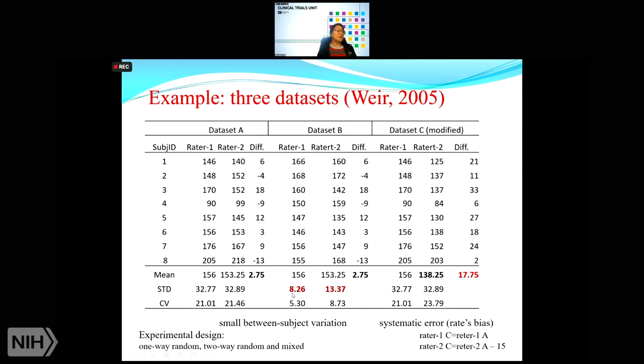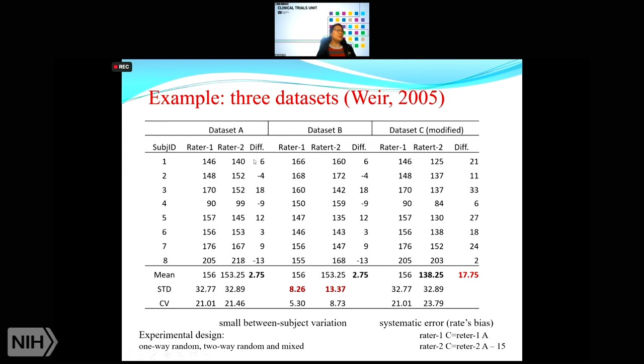But data set B has a smaller standard deviation, indicating data set B has a small between-subject variation. Data set C is generated from data set A. Reader one's score in data set C is the same as reader one's score in data set A, and reader two's score in data set C is equal to reader two's score in data set A minus 15. Therefore, data set C has a systematic error.